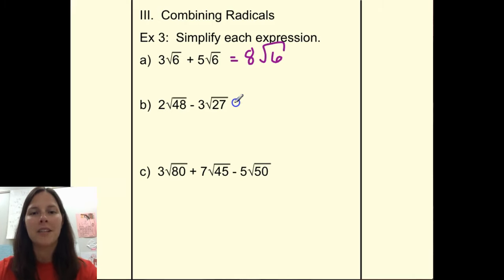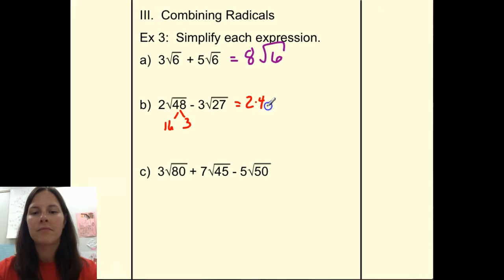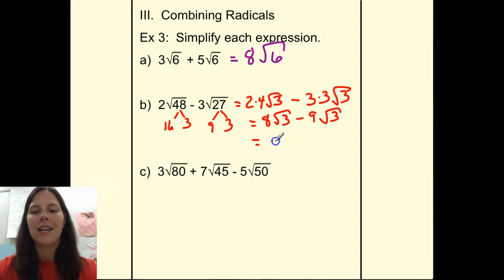Example B, we do not have the same value under the radical, so we cannot subtract these. We'll start by simplifying and then see if we can combine them after that. 48 has a perfect square factor of 16. 48 is 16 times 3. The square root of 16 is 4, and I will multiply that by the 2 that is out front. 3 is left under the radical. 27 has a perfect square factor of 9. 9 times 3. Taking the square root of 9, that comes out from the radical, and 3 is left over. Multiplying our coefficients, I get 8 root 3 minus 9 root 3, which leaves me with a negative square root of 3.